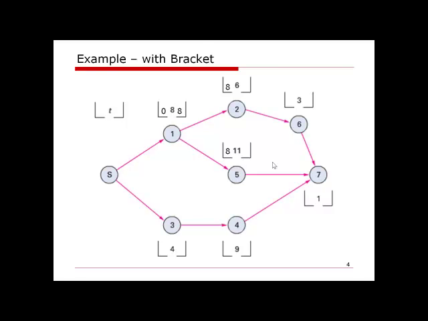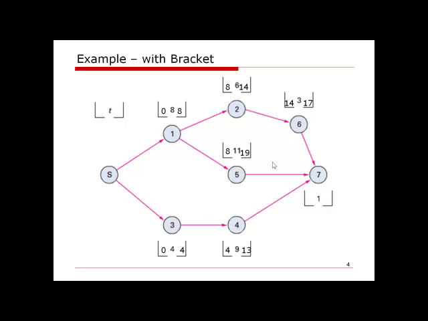Depending on its own activity time, we have different finish times. So for activity 2, it takes 6 weeks to finish it, and it can start in week 8. So the early finish will be 8 plus 6, which is week 14. Similarly, for activity 5, the early start is week 8, and it takes 11 weeks to finish it. So the early finish will be week 19. Now, similarly, we can derive the early start and early finish for the rest of the diagram.